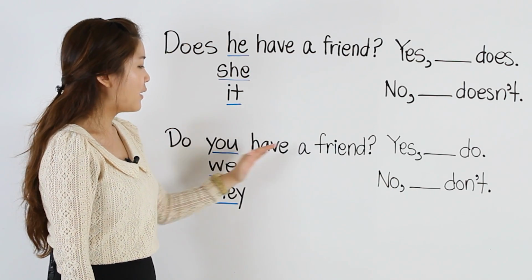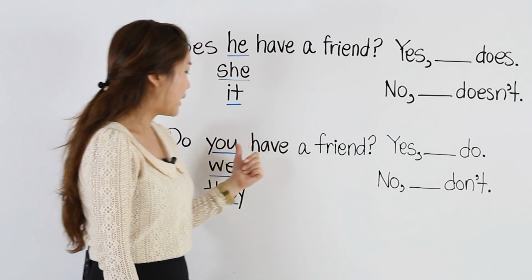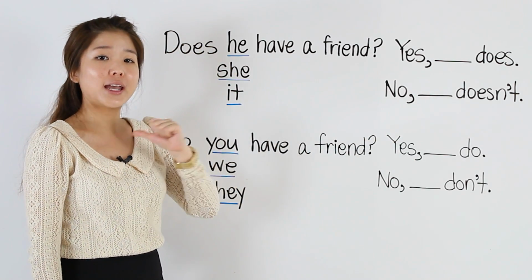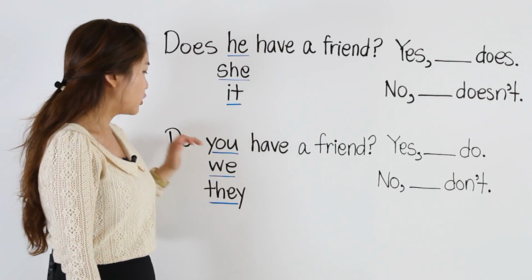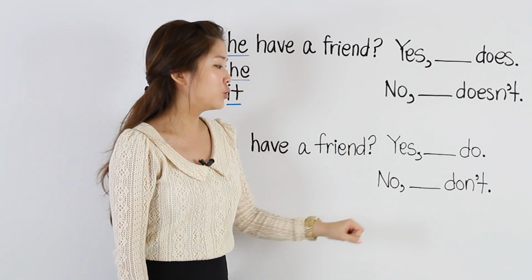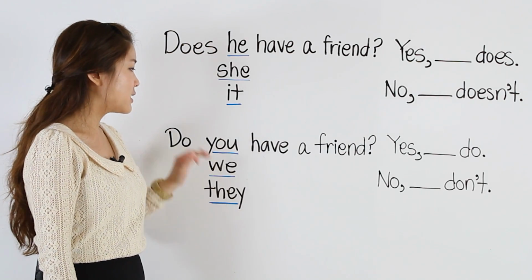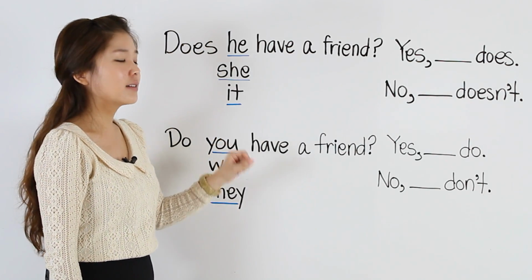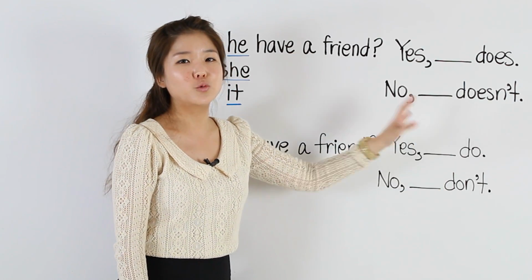So, do you have a friend? Yes, I do, right? The question is asking you. So you say, I do, or no, I don't. Do we have a friend? Yes, we do. Or no, we don't. And last, do they have a friend? Yes, they do. No, they don't.